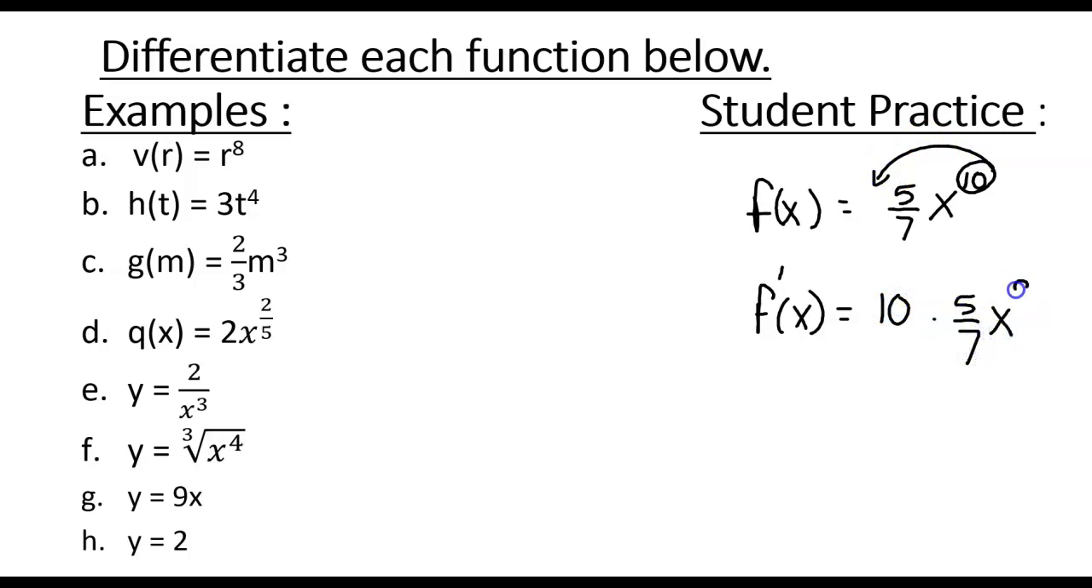And we're going to take 1 off of the power. And we're going to think of that 10 as 10 over 1, right? Multiplying straight across. Notice I can't cross reduce here. 1 doesn't go into 5, and 7 doesn't go into 10. So there's no cross reducing this time. So all we can do really is just multiply straight across and get 50 over 7, x to the 9th.